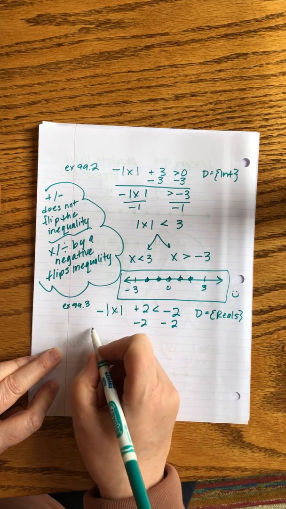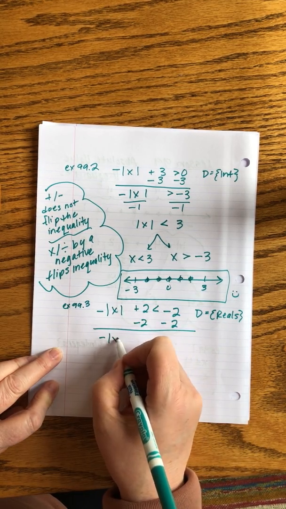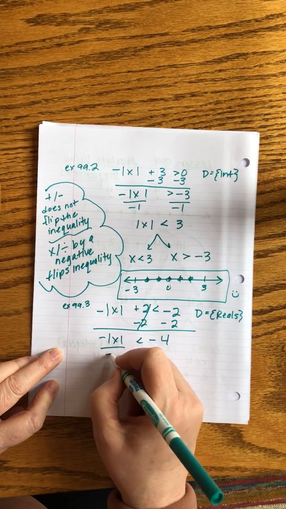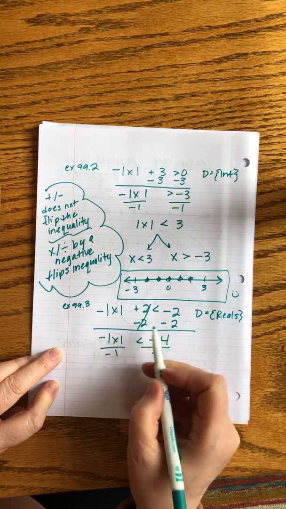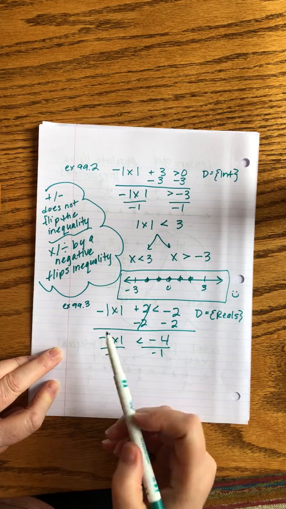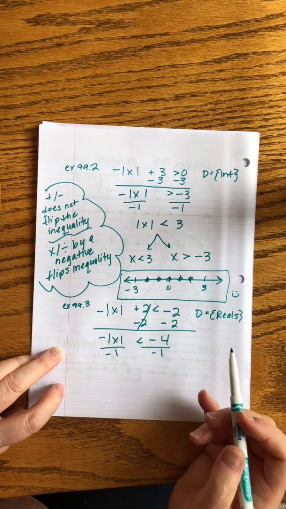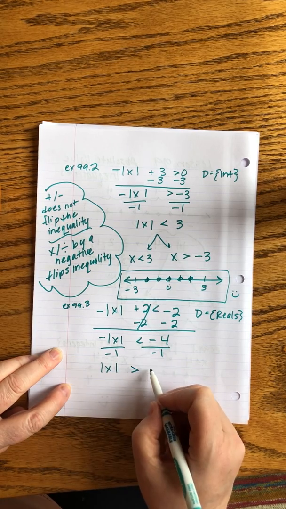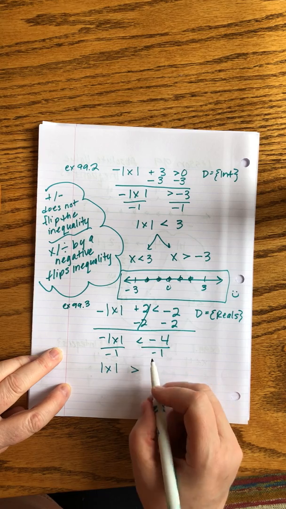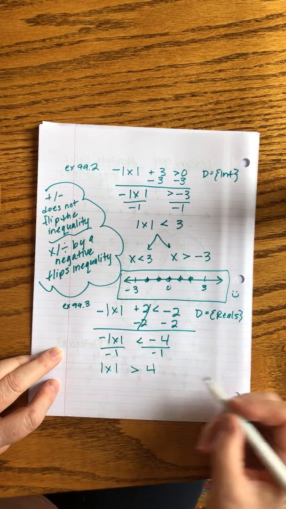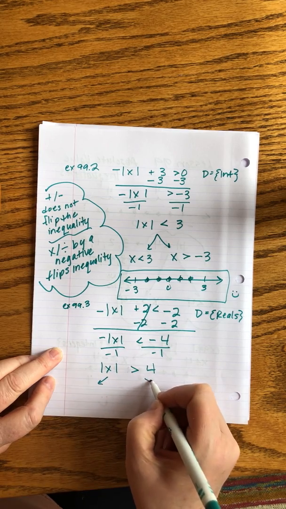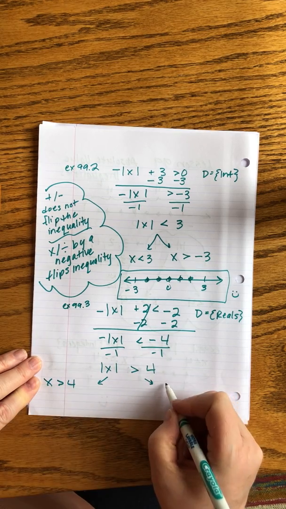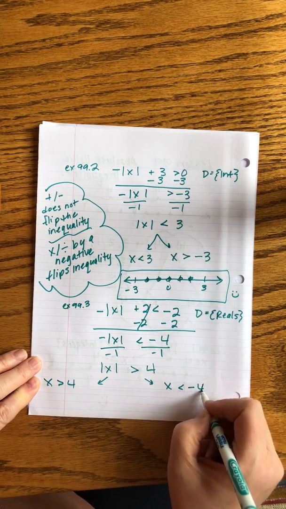Subtract 2, we're trying to isolate that x: minus the absolute value of x is less than minus 4. And now we divide by minus 1. Again, subtracting doesn't flip it. Multiplying or dividing by a negative number is what flips it. So now we'll have absolute value of x greater than positive 4. Okay? We split it into 2. I'm trying to conserve my space here at the bottom of the page. X is greater than 4, or x is less than negative 4.